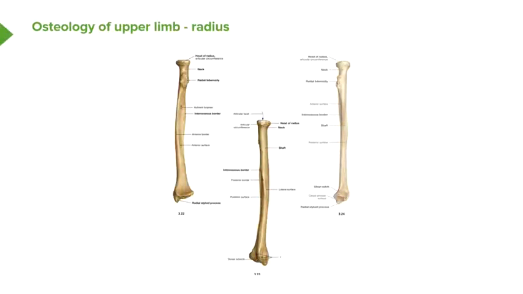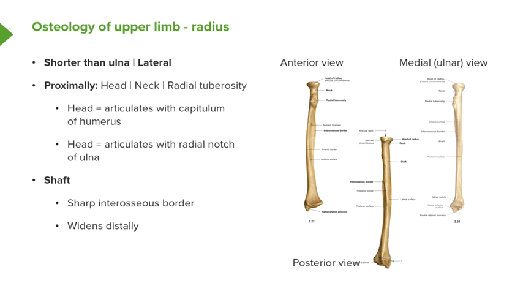So now let's look at the radius. This is a bone that lies on the lateral aspect of the forearm, and again we've got anterior, posterior, and a medial or an ulnar view, which we can see in this picture here on the slide. The radius is shorter than the ulna, and it's positioned more laterally.